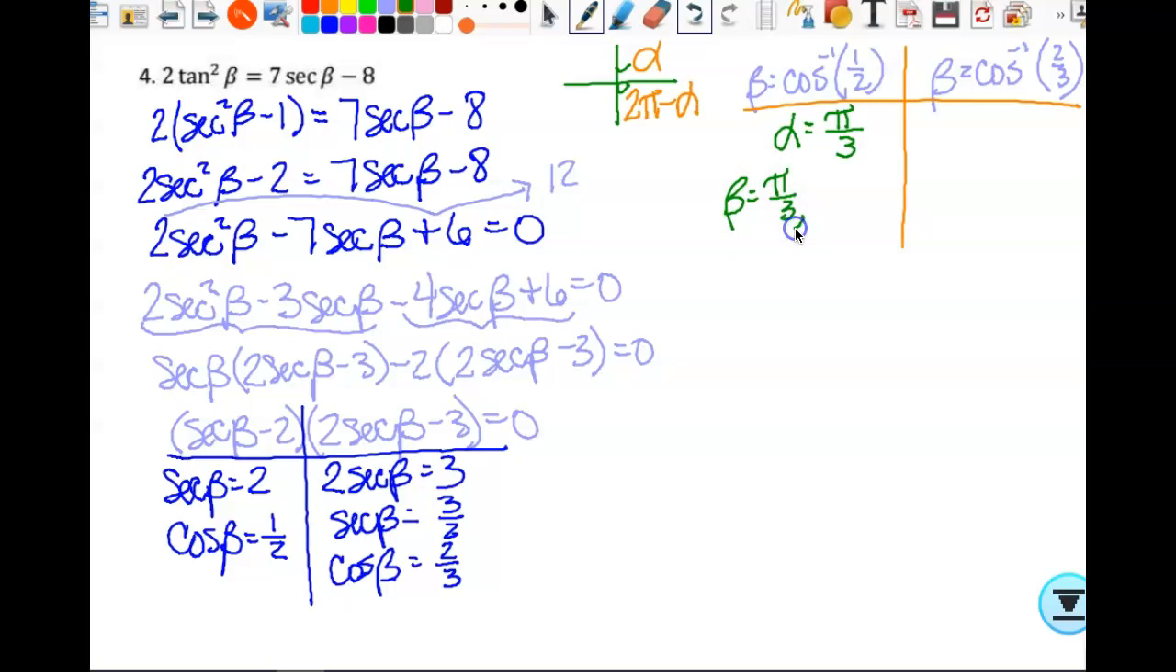And what's our fourth quadrant pi thirds angle? What's 6 pi thirds minus pi thirds? Right, so it's 5 pi thirds. Good. Now for this one, we're going to need the calculator, right?